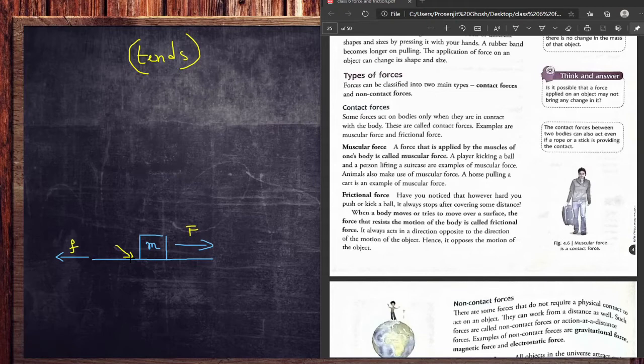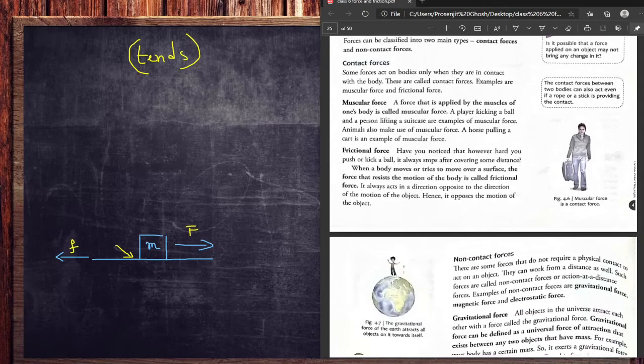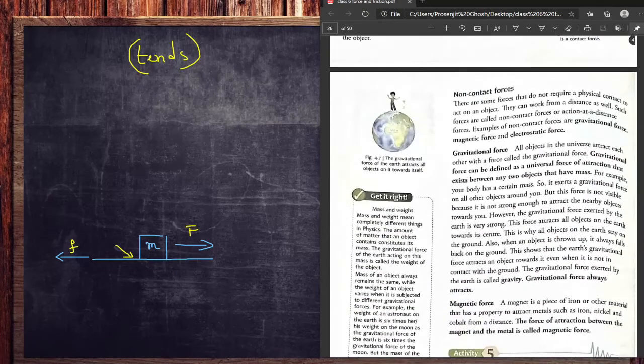So that's it about the friction force. You can give the example of walking on a floor, which is also an example of friction force. What I told you, this is a contact force. As you can see, you are making contact with the body to get the friction force. So this is also a contact force.